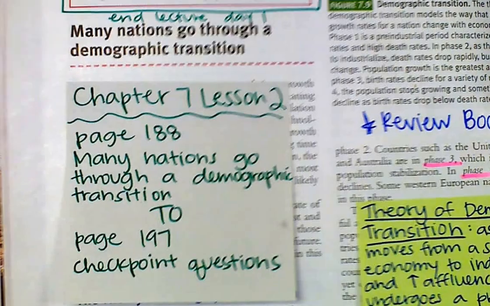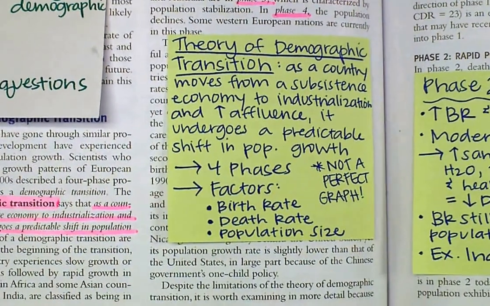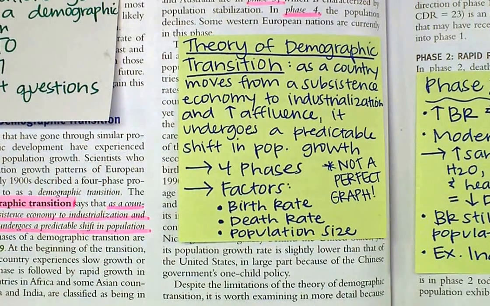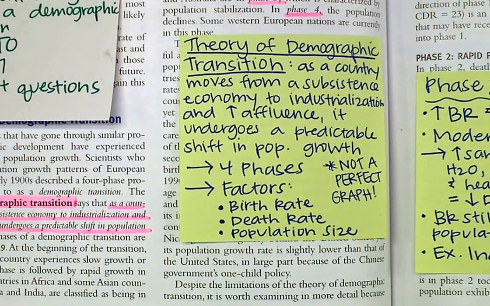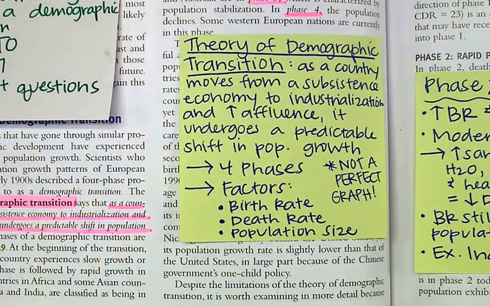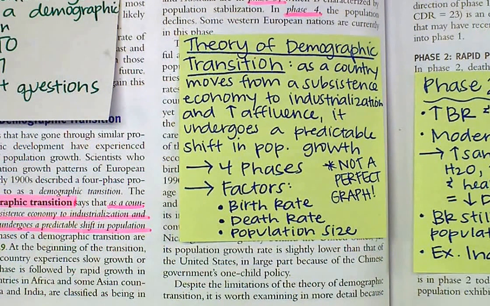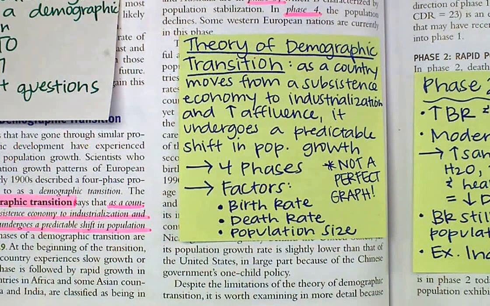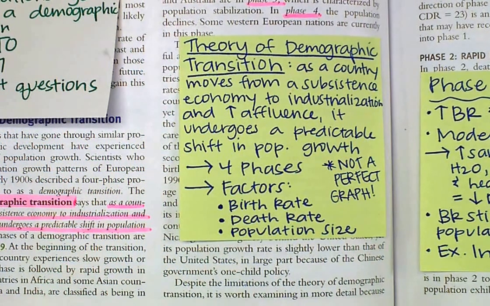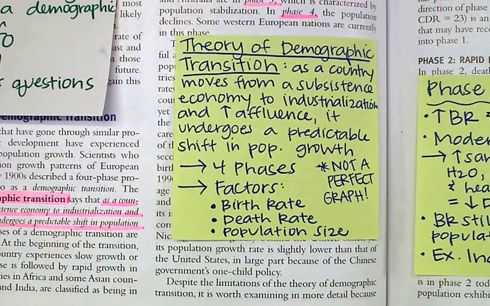Alright, so let's get started on the theory of demographic transition. Now, this theory states that as a country moves from a subsistence economy to industrialization and increased affluence, it undergoes a predictable shift in population growth. Okay, now there's 4 phases. We're going to talk about each one, and there's 3 factors that we measure, and that's birth rate, death rate, and population size. Now, this is not a perfect graph. Every single country doesn't fit into it perfectly, but there are some trends and there are some exceptions that you can absolutely read about as soon as we're done here.